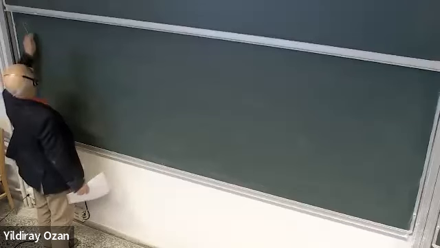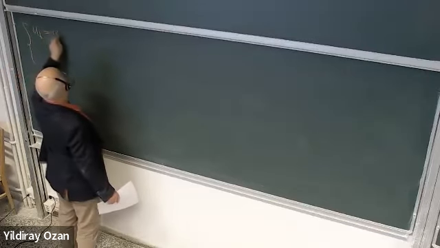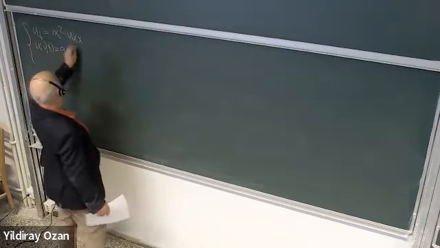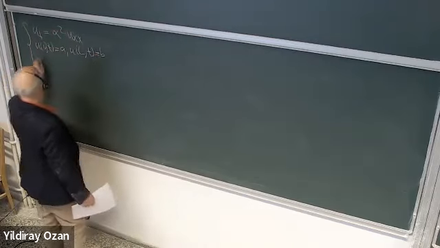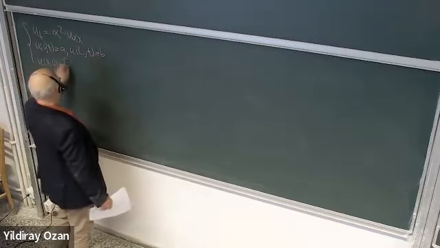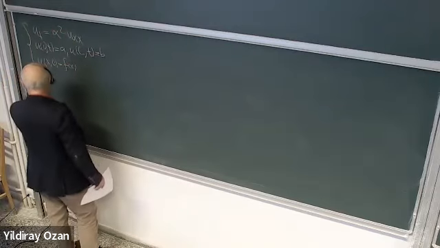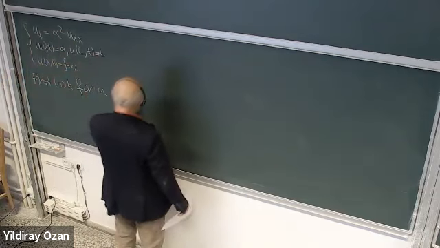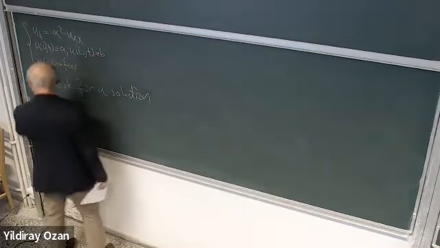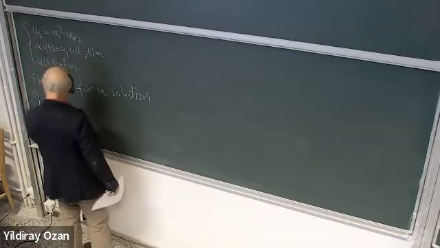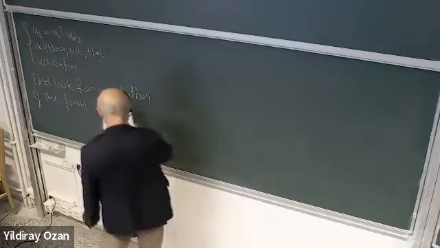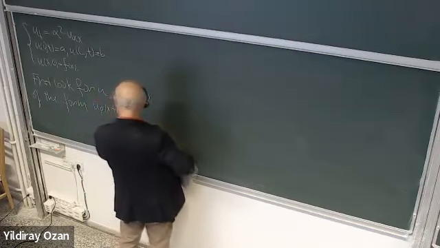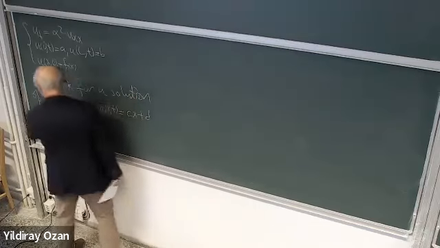So let me rewrite again. Okay, now first look for a solution, a particular solution of the form u_P(x,t), and it is Cx plus D for some constants.